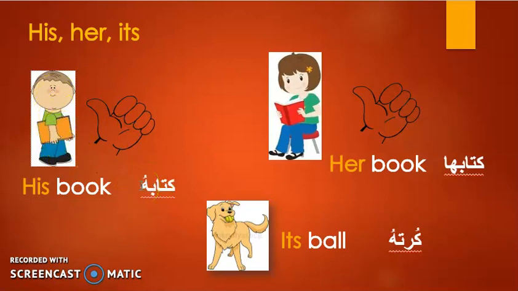كتابه. هو يمتلك الكتاب. His book. So his is the possessive adjective and book is the noun. هذا هو الضمير وهذا هو الاسم. كتابه. Her book.